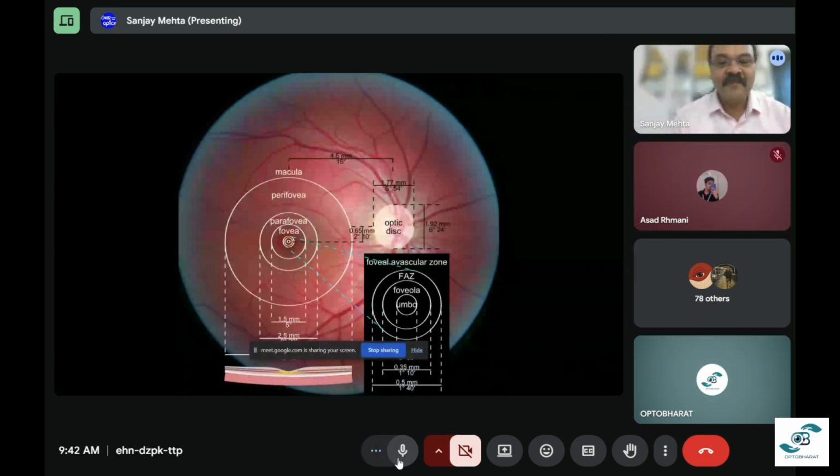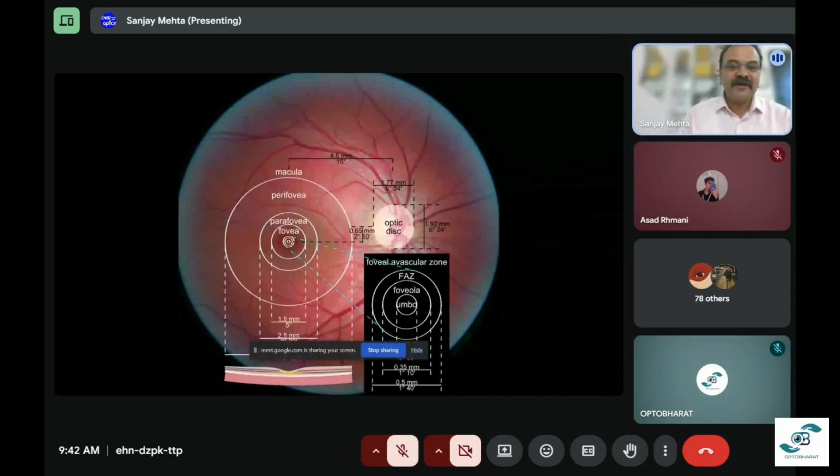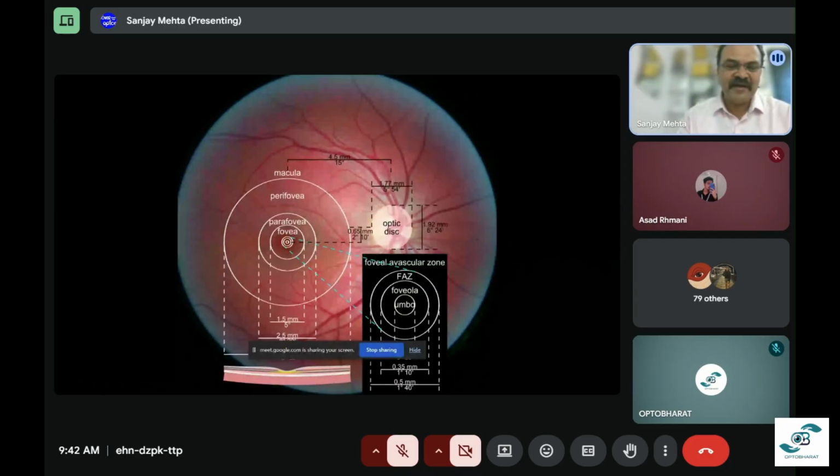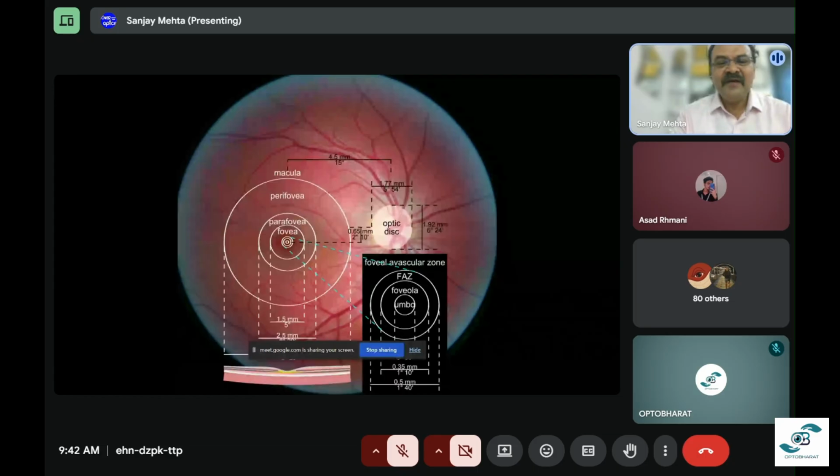Okay. Now comes the dimension of the optic disc. Sorry, the retina. You can see the optic disc is there, and then the fovea is approximately 2 disc diameters away from the optic disc. That helps in estimating whether the optic disc is swollen or not, or whether there is anything between the fovea and optic disc also. We can measure it that way.